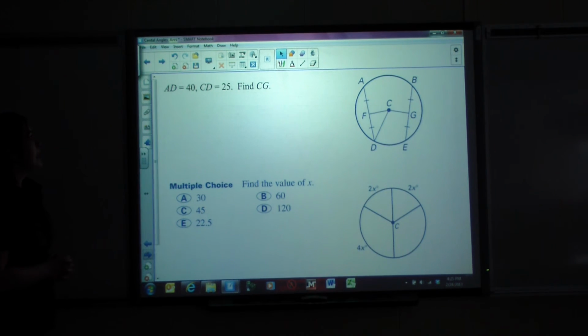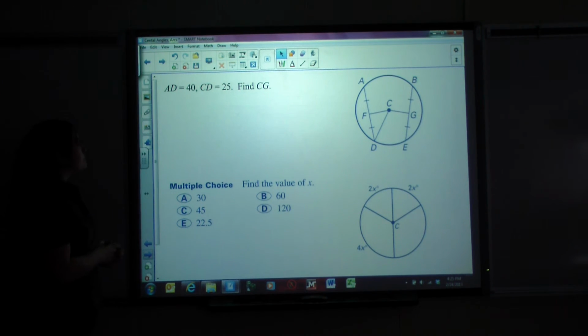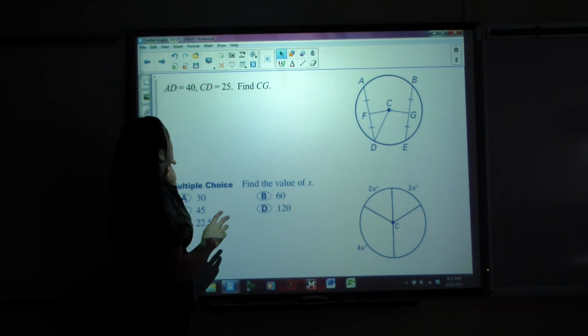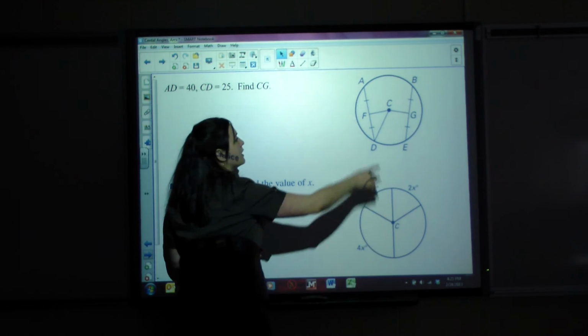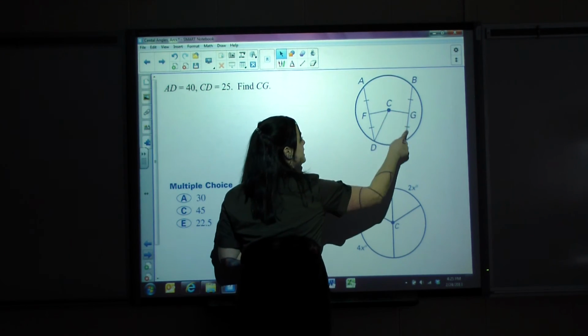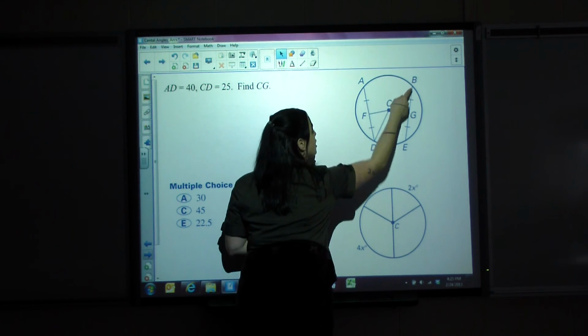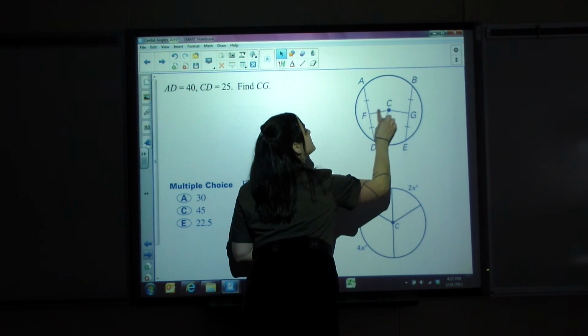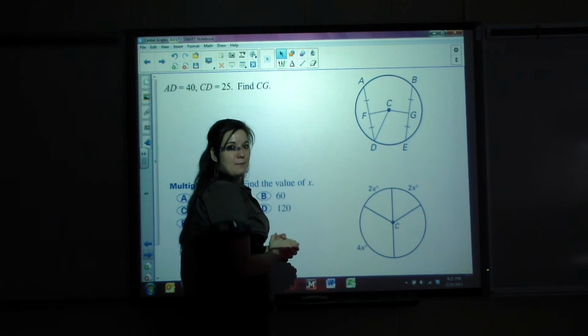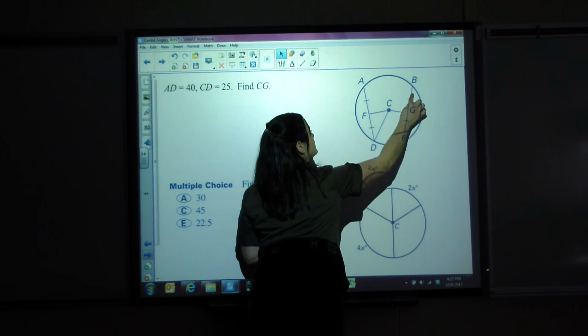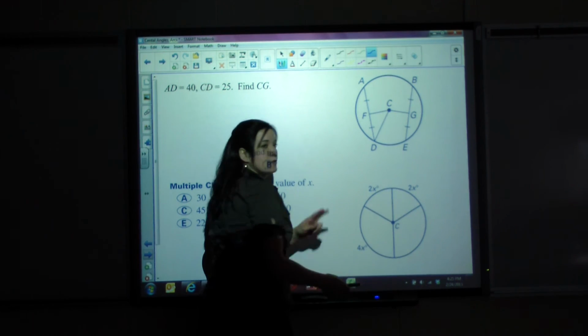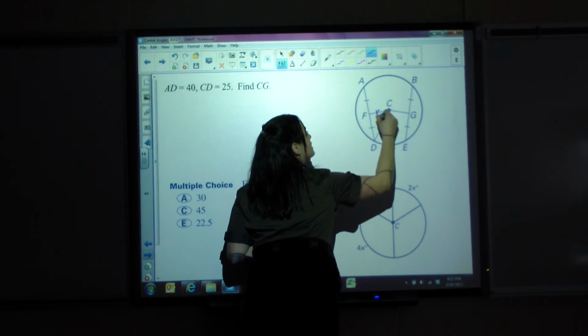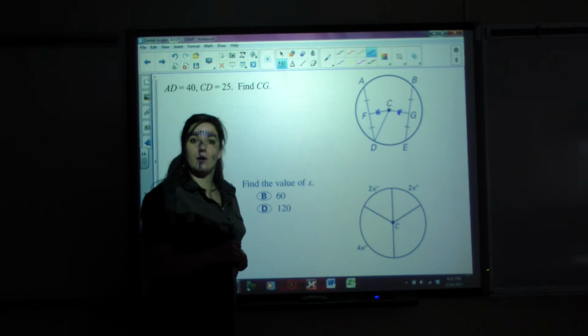Okay, let's try 2 more. This one tells me that A to D is 40 and C to D is 25, but we also have a few other markings. Notice these 4 lengths are the same, therefore the longer chords are the same. Therefore, keep that thought going, the distance to the center is the same. Now it's not going to be the same as these lengths, but they're going to be the same as each other. So I'm going to use a 2 tick mark notation here. These and this are equal.